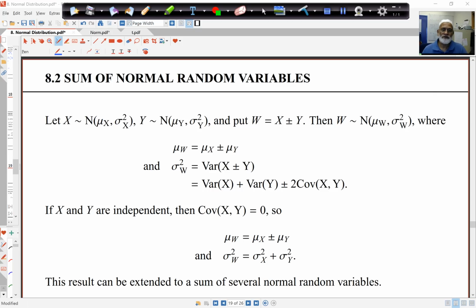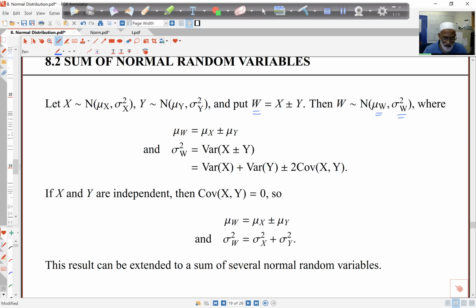Welcome back. So this is the last section in the normal distribution. We're looking here at sums of random variables. So we'll require some results here from the last section. The first thing is I've got X is normal mu x, sigma squared x, and Y is normal mu y, sigma squared y. I'm going to put W as the sum, X plus Y, then W is going to be a normal distribution. Again, we know that. The mean will be something that I'm going to work out, and the variance will be something I'll work out here.